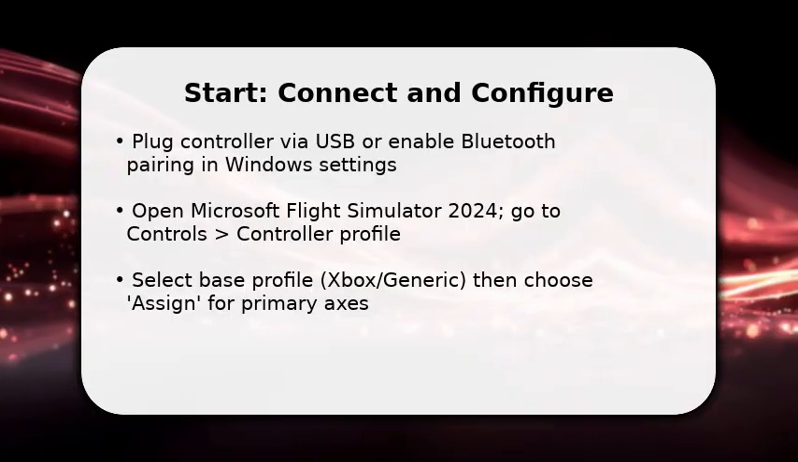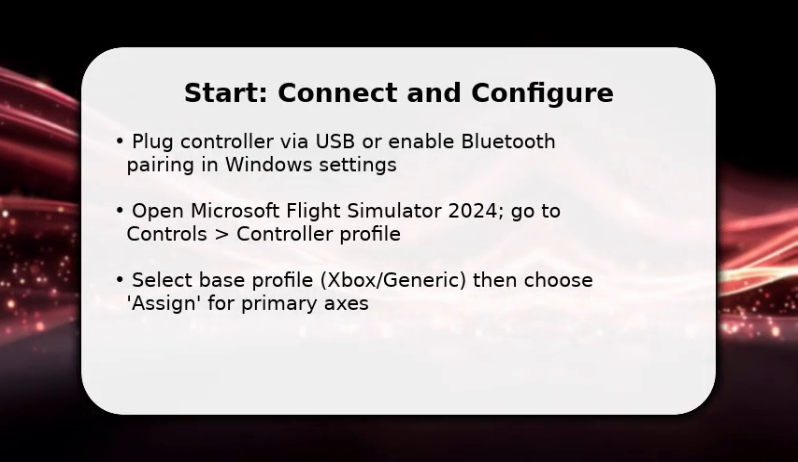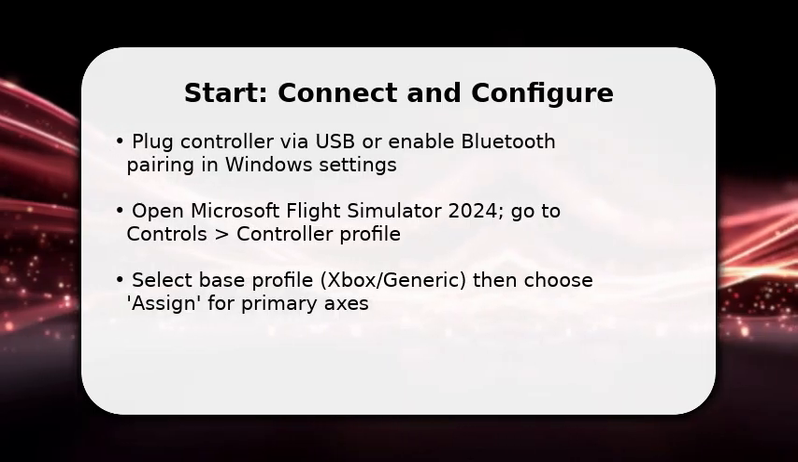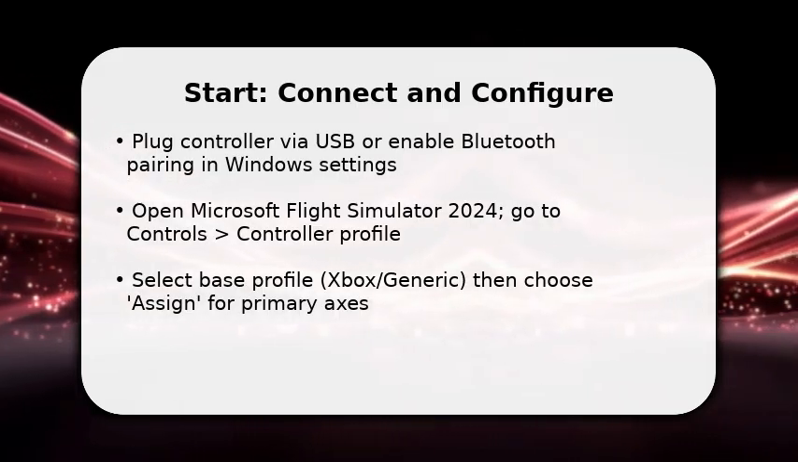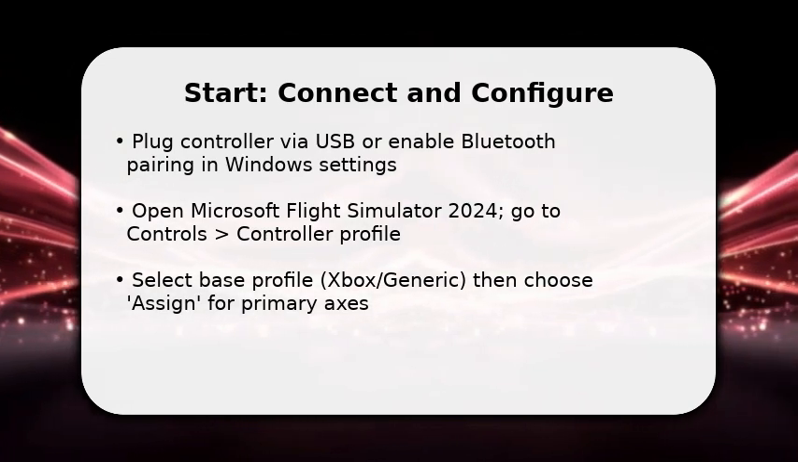Next, you choose the primary axis assignments. Assign roll, pitch, and yaw to the left and right sticks immediately. Make sure to save a new profile name to avoid overriding defaults, because you'll iterate from this stable starting point.